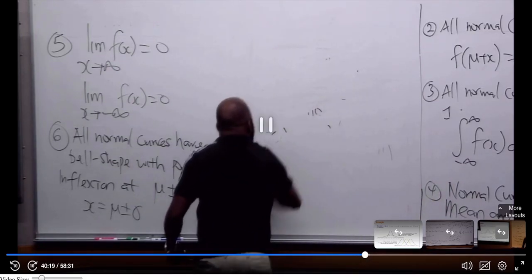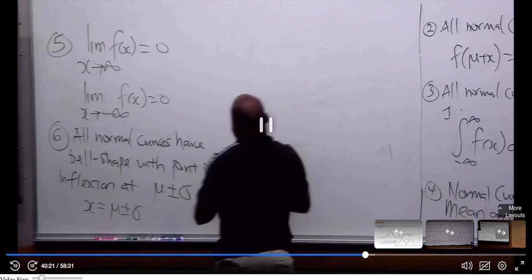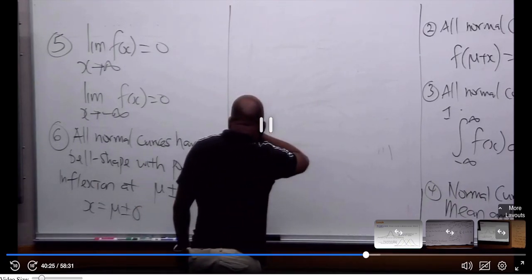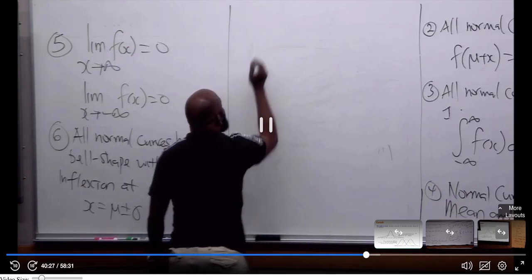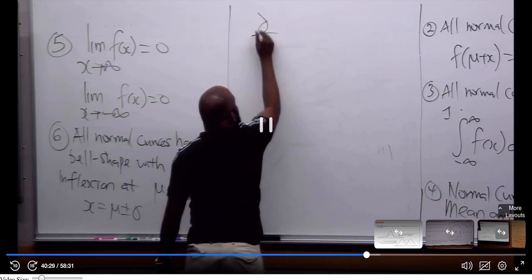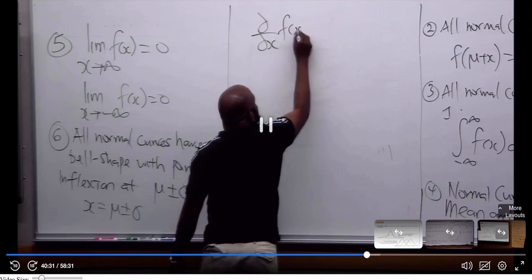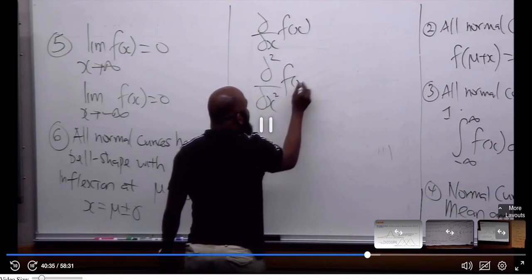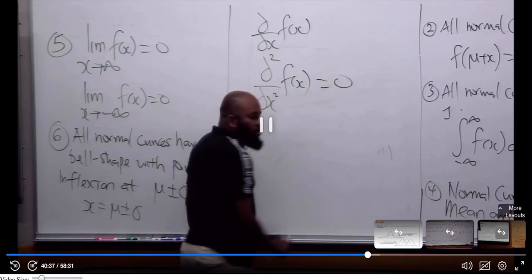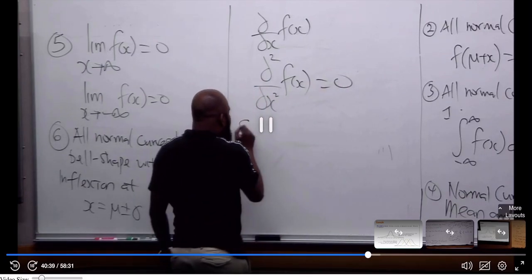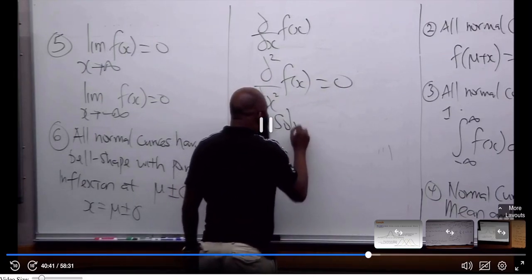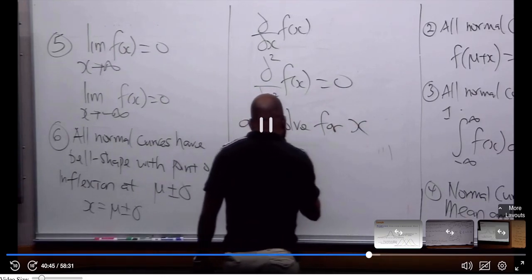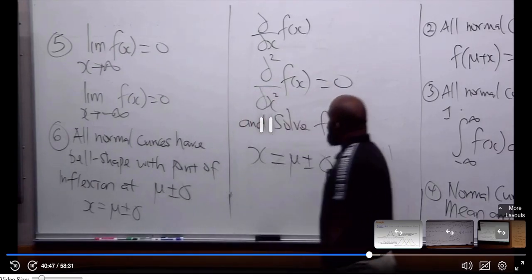When you have a normal distribution, if you take the first derivative of the normal distribution, then the second derivative, and then set it to 0 and solve for x, your s is going to be this. Try that. You want to figure out the point of inflection.